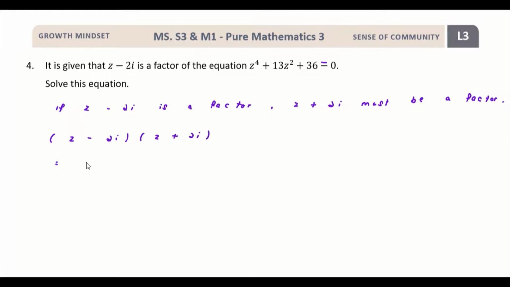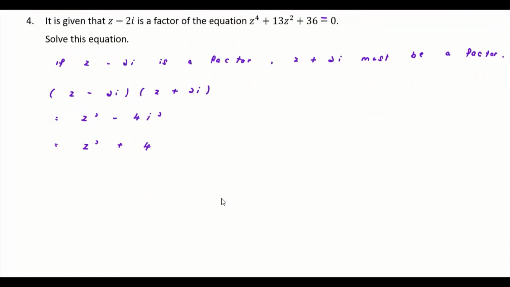I think this one is easy, because plus 2IZ then minus 2IZ cancel, so you can go straight to your last part. Minus 4I squared will give you Z squared plus 4. So this is your quadratic equation. Depending on you, whether you want to do inspection or long division, it should give you the same answer. I think this one should be easy if we use inspection as well.